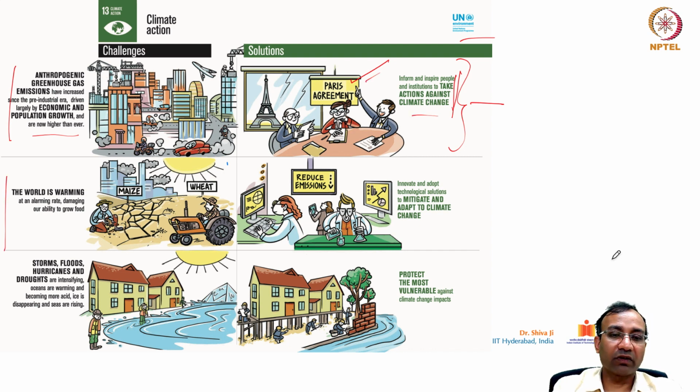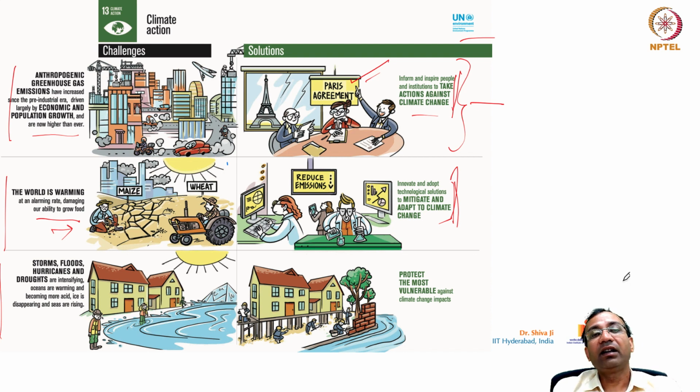The world is warming overall, I think we have seen, at an alarming rate, damaging our ability to grow food, with impacts on various fronts. Simply reduce emissions, innovate and adopt technological solutions to mitigate and adapt to climate change. Storms, floods and hurricanes, droughts, etc. are intensifying. Their frequencies are increasing. Their peaks and troughs are also increasing. They are getting higher and higher. Warming, becoming more acidic, ice is disappearing, seas are rising.